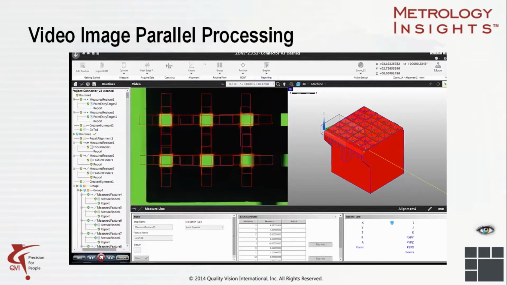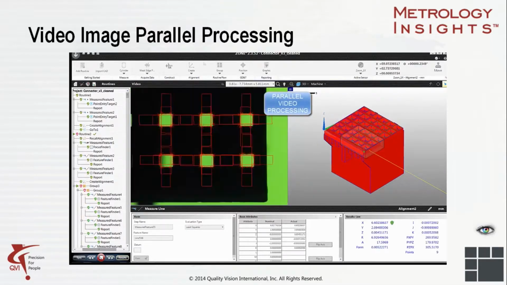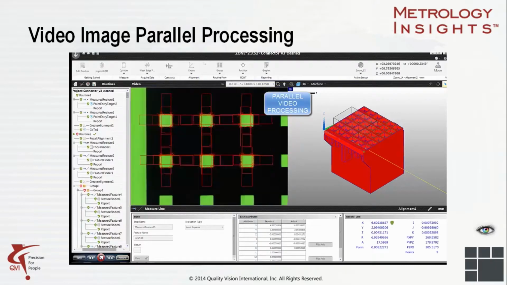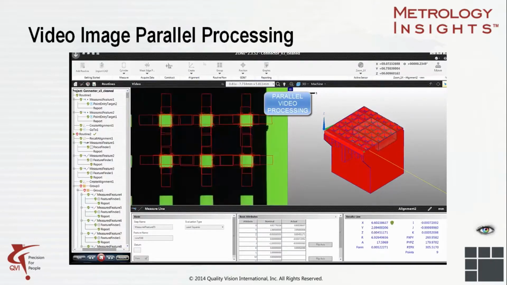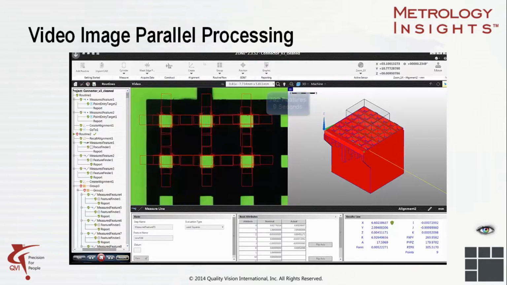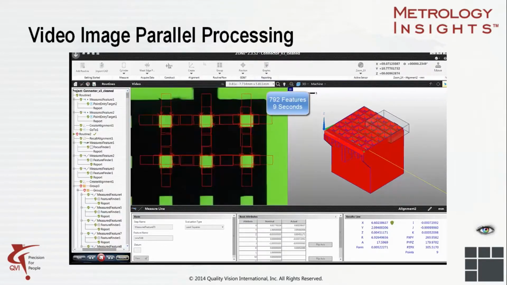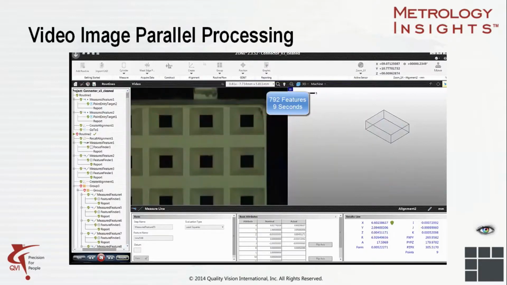Here we are seeing a routine with both focus measurements and size measurements being performed automatically. This system is able to make multiple video or focus measurements simultaneously within its FOV, known as parallel processing. Here we are using edge detection to identify the perimeter points, and then we use parallel video processing. So all of those edges are getting measured at once by taking a snapshot that gathers thousands of data points at a time. The results are 792 features measured in 9 seconds. Video is great at high throughput for very quick, very accurate measurements.